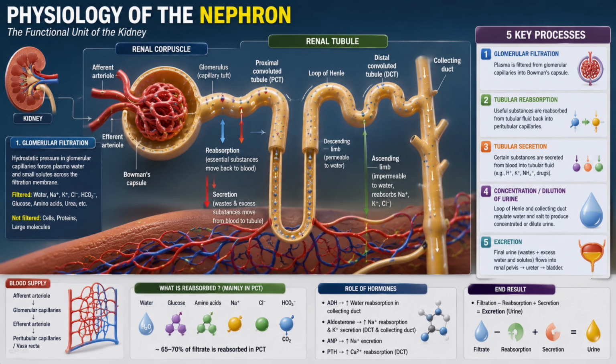Physiology of the nephron. The nephron is the functional unit of the kidney, and this is responsible for maintaining fluid, electrolyte, and acid-base balance while producing urine. Each kidney contains nearly 1 million nephrons working continuously to filter blood. So the process begins in the renal corpuscle.